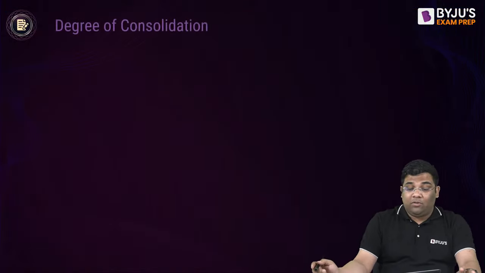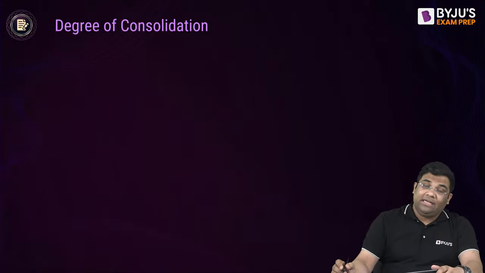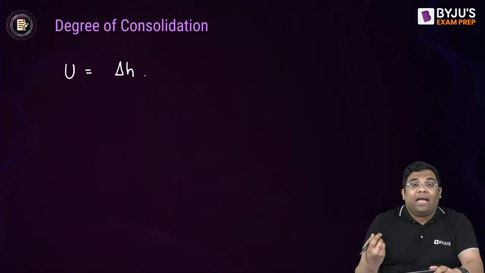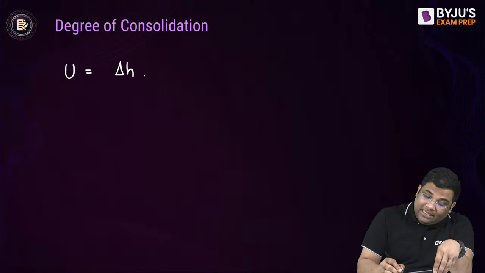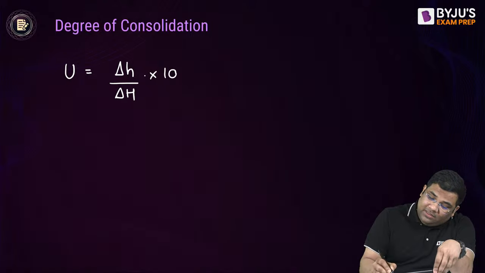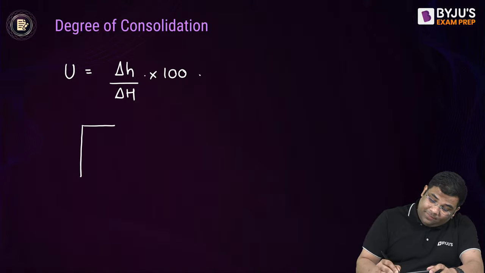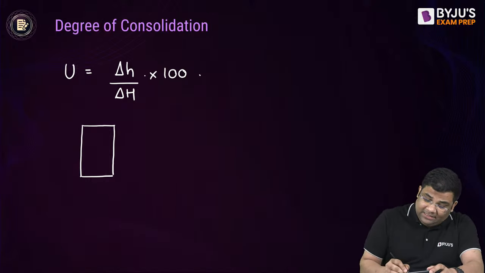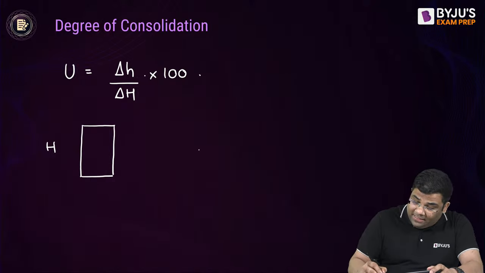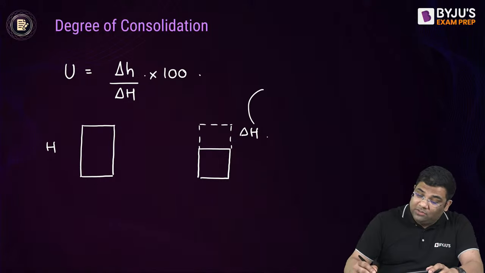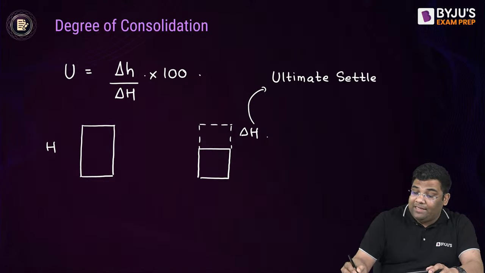Let us go to the next topic. The next topic is degree of consolidation. Now what is degree of consolidation? The degree of consolidation is represented by U. This is the settlement at any time T by the ultimate settlement into 100. What is the meaning of this? Suppose I have a clay layer whose thickness is capital H. Suppose its ultimate settlement is delta H, meaning it settles by delta H. And how to find delta H, we have seen. This is known as the ultimate settlement.